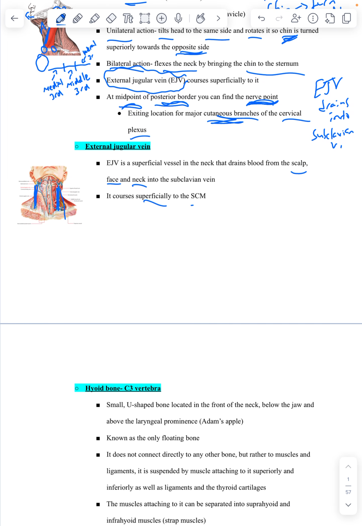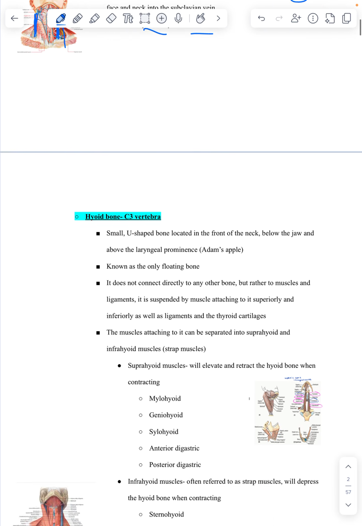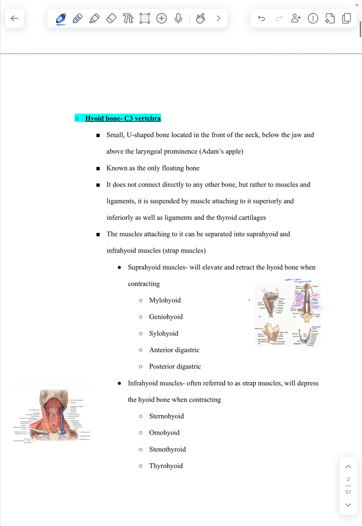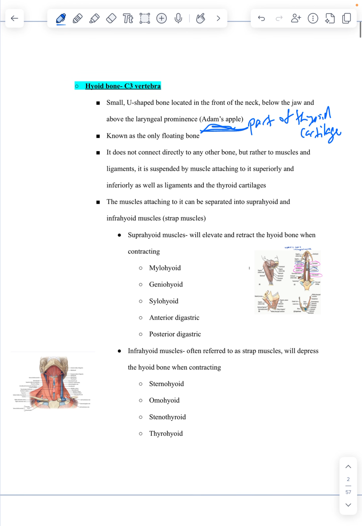And then we said superficially to the sternocleidomastoid. Now, your hyoid bone is like your free floating bone. It's below the jaw, but above the laryngeal prominence, which is your Adam's apple, which is part of your thyroid cartilage. So small U-shaped bone, front of the neck, below the jaw, above the Adam's apple, whatever. Only floating bone, so that's an important thing.